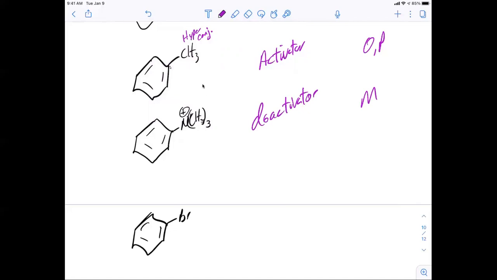The last one, we have a halide. Does it have benzylic lone pairs? Yes, it has benzylic lone pairs. So therefore it is an orthopara director. Now, is it going to donate electron density or pull electron density? It's going to pull electron density. How? Inductive. So this is a deactivator.